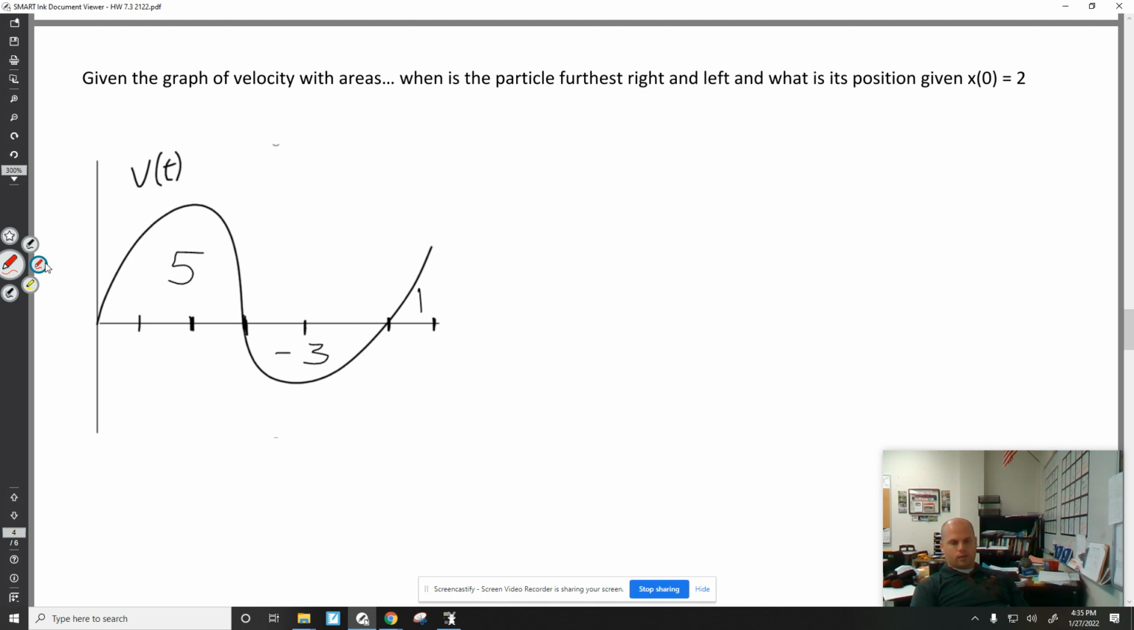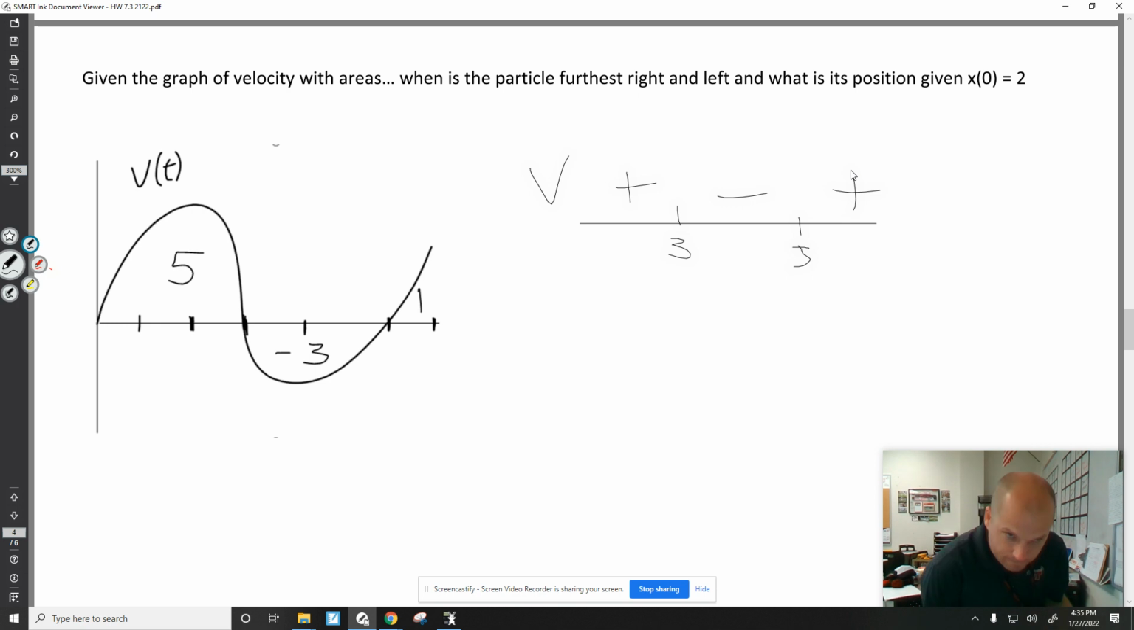What's going on here? My dude is moving to the right until t equals 3. He's moving to the left until t equals 5. And then he's moving to the right after that. Right? You guys answered that. But now we know with the areas, we know how far he's going to the right. So we know that these zeros are important. These zeros are when we change directions. When our velocity changes sign is when our position will change directions.